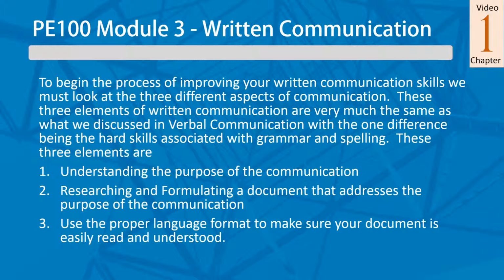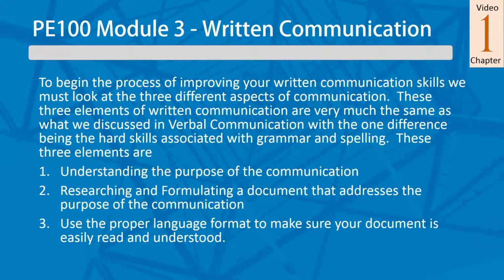So to begin the process of improving your written communication skills, we must first look at the three different aspects of communication. These three elements of written communication are pretty much the same as what we went through in verbal communication, with the one difference being the hard skills associated with grammar and spelling. And these three elements are understanding the purpose, researching and formulating a document, and then using the proper language format to make sure your document is easily read and understood.